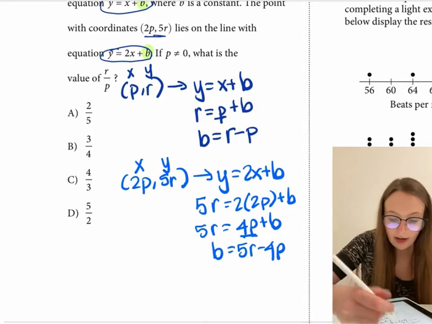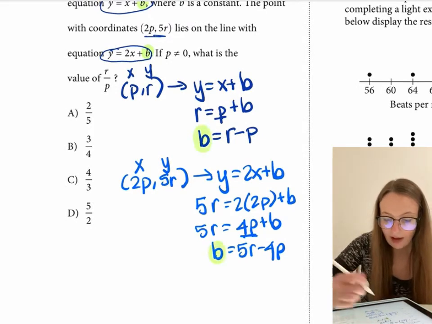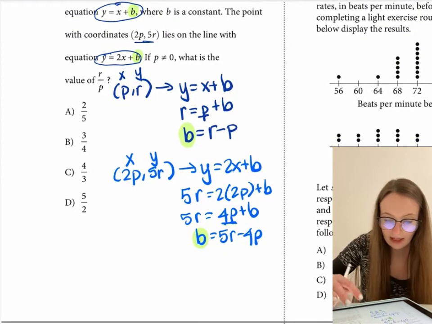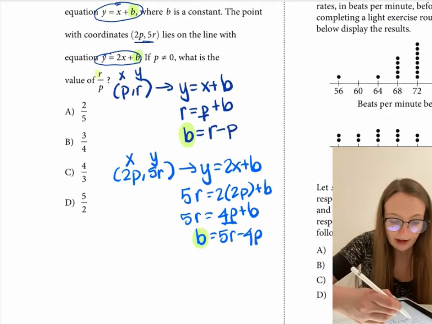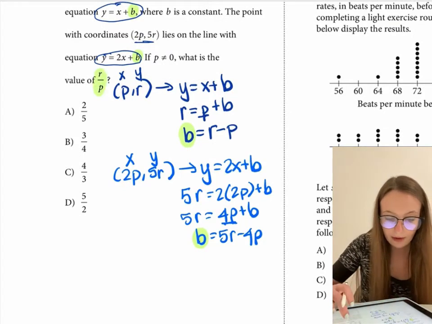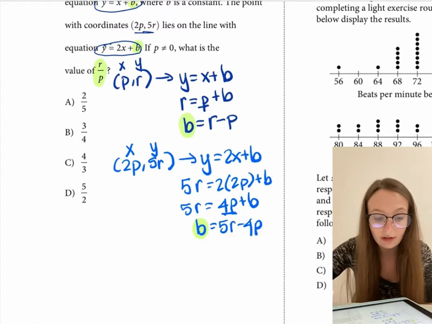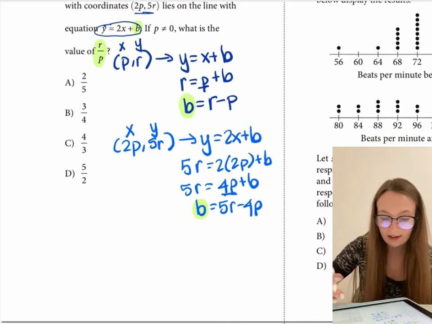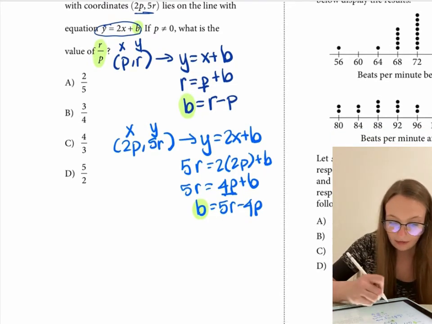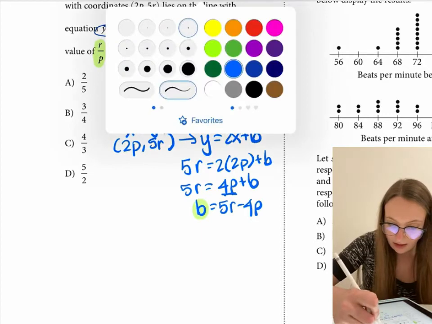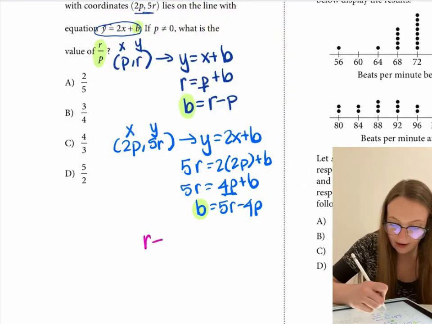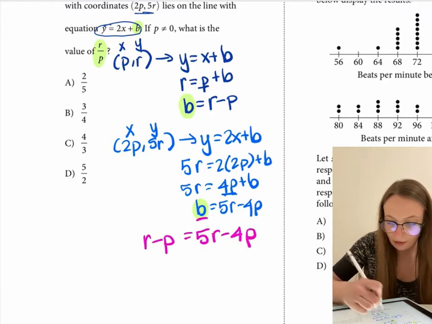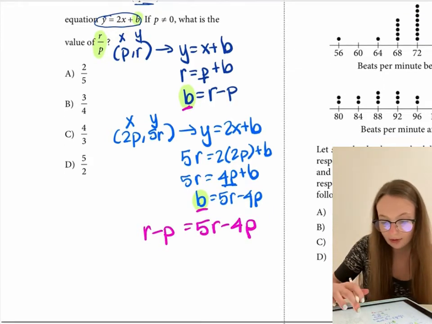All right, so now that I have B equal to two different values, I can go ahead and set them equal to each other, keeping in mind that I want the value of R over P. So I don't need to get R is equal to something or P is equal to something. I just got to get R over P, what that value is. So we're going to set, let's do this in pink, R minus P equal to 5R minus 4P, because again, they're both equal to B, so we can set them equal to each other.